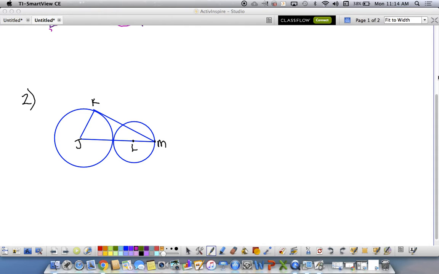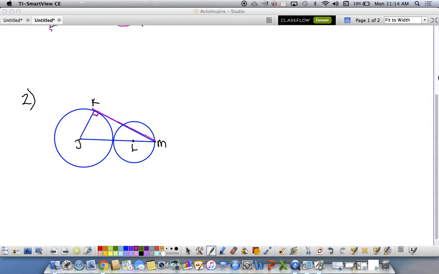Now, number 2, I drew this out for you in the diagram. Circle J is tangent to circle L, and KM is tangent to circle J. So what does that tell us? If this line is tangent, what does that tell us about this piece right here? The radius must be 90 degrees, okay? That's a theorem somewhere, okay?